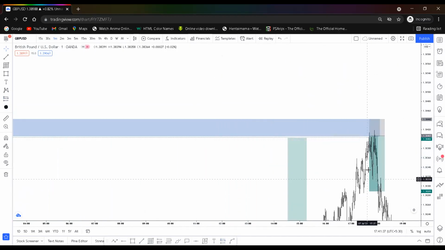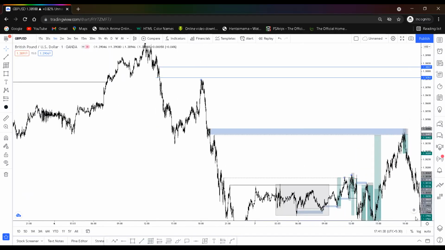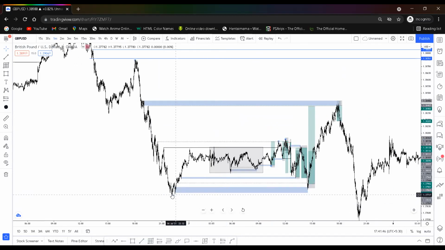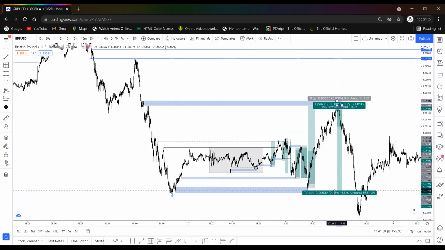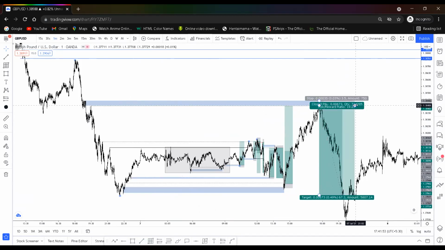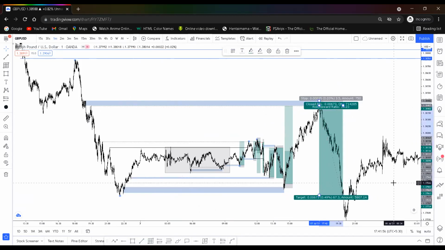Now, where will our targets be? You see that? Highs, lows, internal range liquidity has been taken out. Where's the external range liquidity? Right here. So target this. Easy.